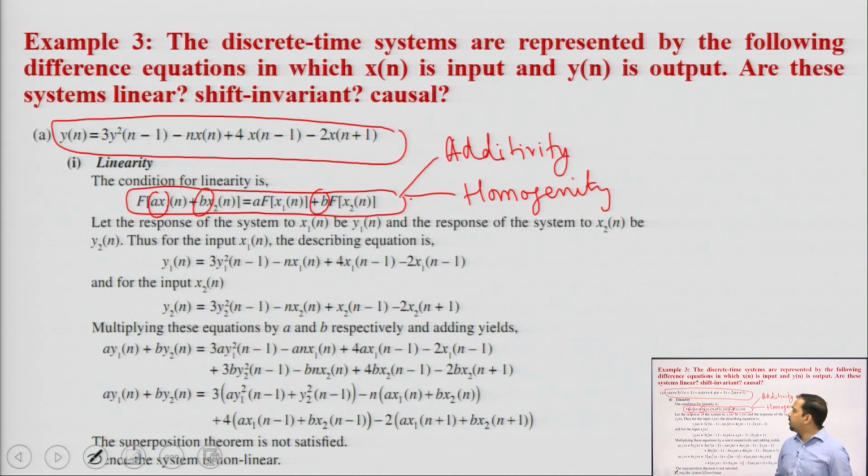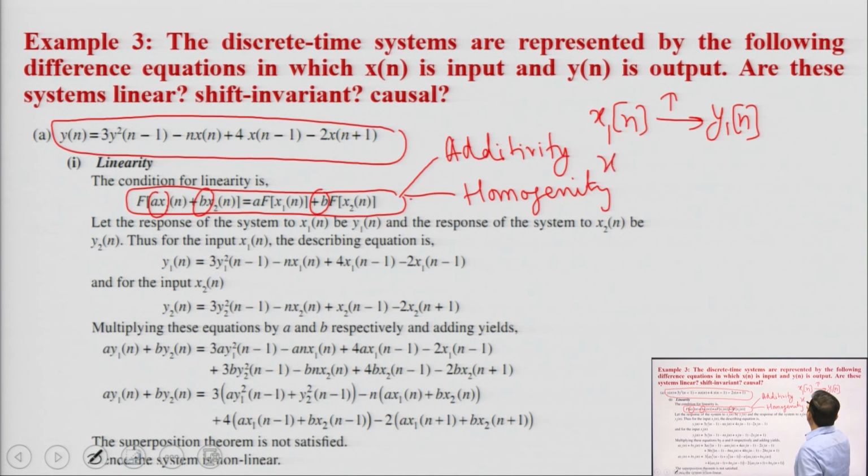How this condition works: let us say if x1[n] is the input, it will give rise to the output y1[n]. Similarly, if x2[n] is the input, it will give rise to y2[n].